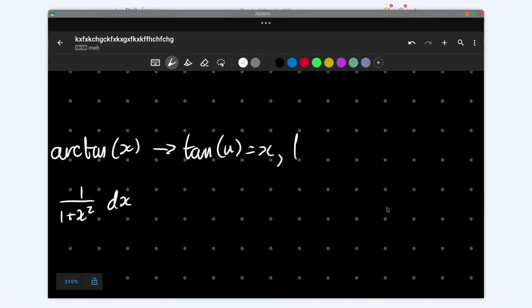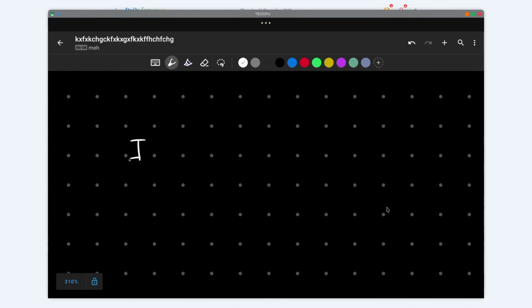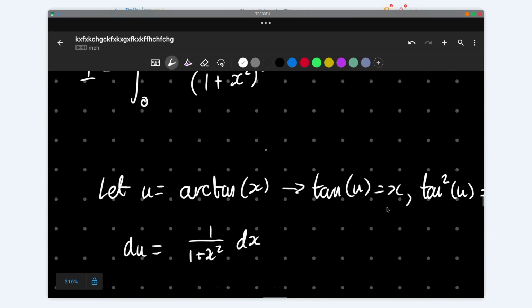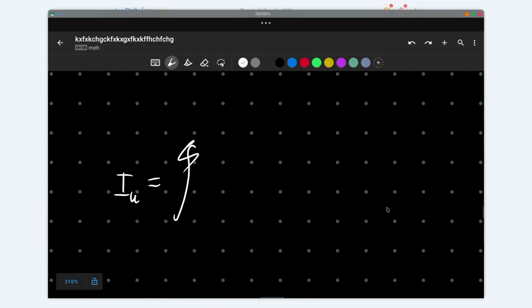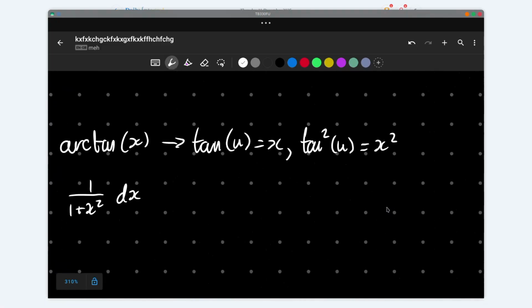And then it would be squared of u equals x squared. Okay, so then I of u, I'm just using I of u to label the substituted form. The new limits: 0 would give you 0, infinity would give you pi over 2. So 0 to pi over 2, that'd be u over tan squared.